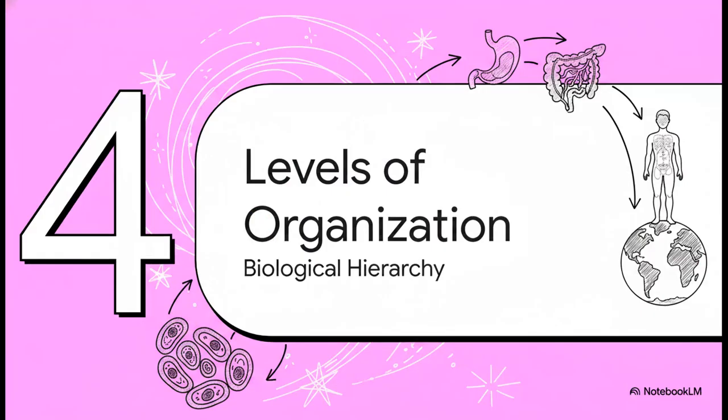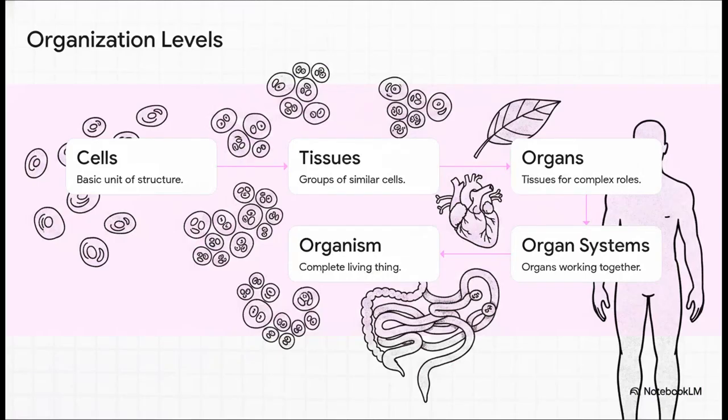Which brings us to Section 4, Levels of Biological Organization. We are now officially pulling the camera all the way out to see how these specialized, interdependent cells stack together step by progressive step. Step 1, cells. As we know, these are your basic unit of structure. Step 2, tissues. When you group similar, specialized cells together, boom, you get a tissue.